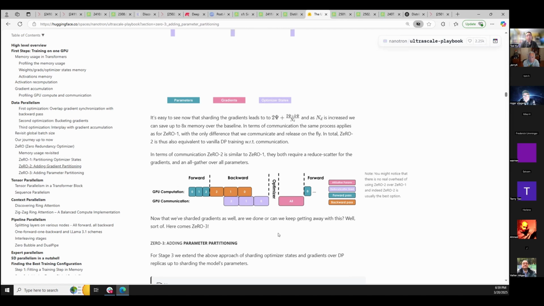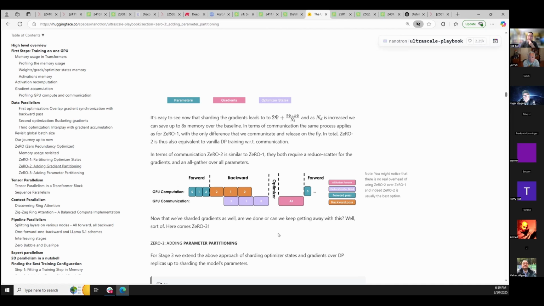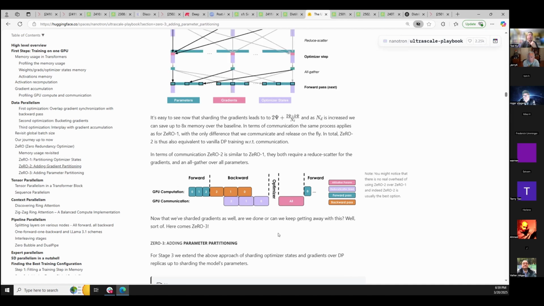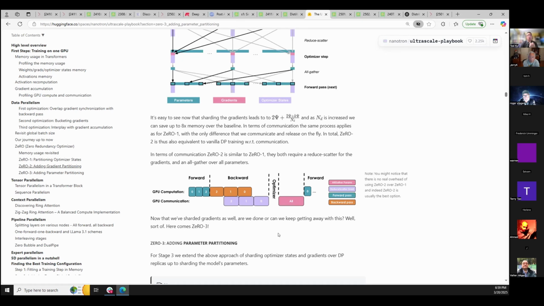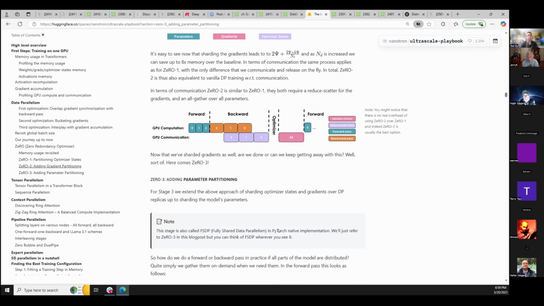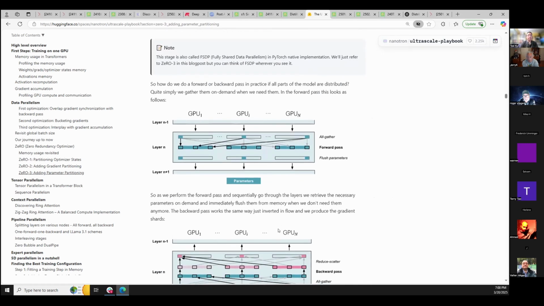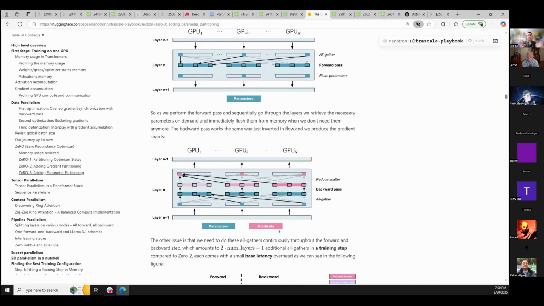The harder part of 0 is when you get to 0, 3, which says, is there further we can go instead of just having the optimizer state and the gradients? Can I save even more? And the answer is yes. You can actually split up the parameters as well. It's going to add to your communication, and so this is going to require some passing things around.